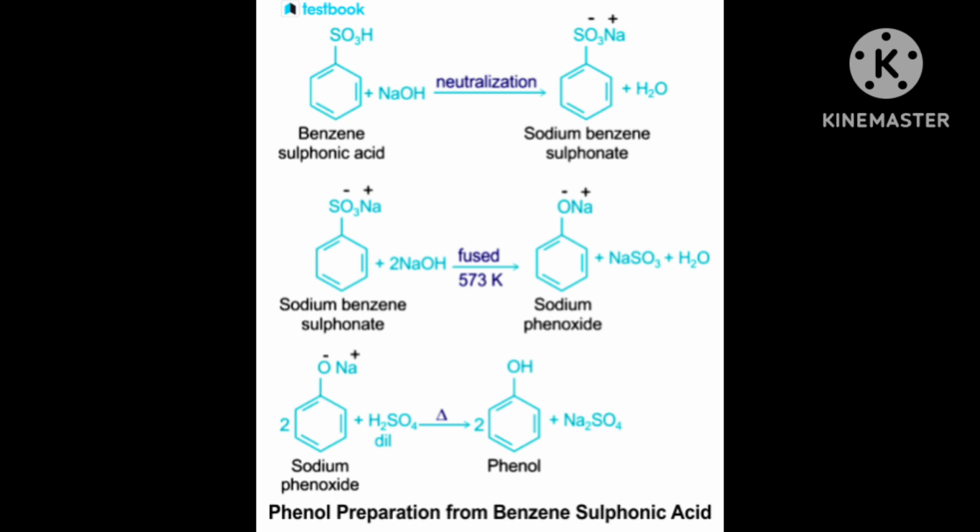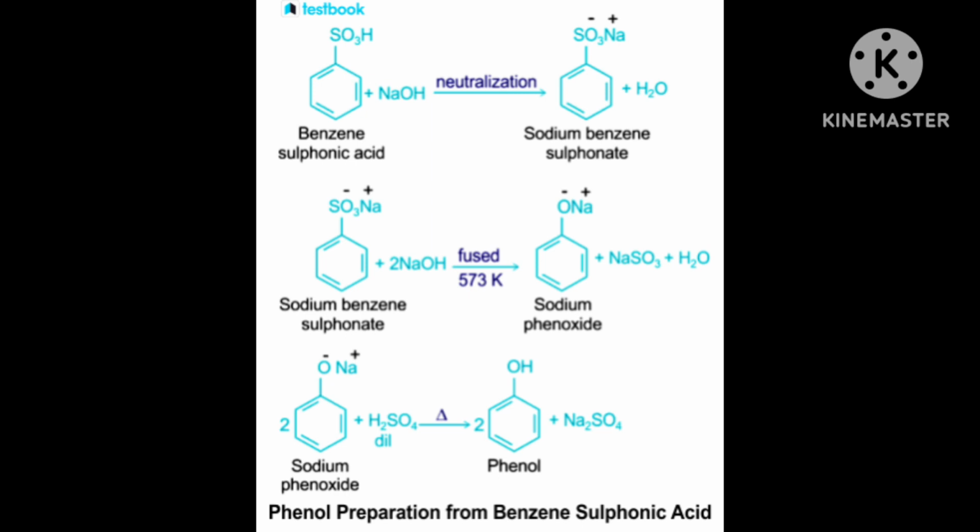Okay. Now I told you this preparation of phenol from benzene, or you can say benzene sulfonic acid, a very important reaction, because the question is asked directly from benzene: how will you get phenol? From benzene, with the help of oleum, you will get benzene sulfonic acid. This step is called sulfonation.